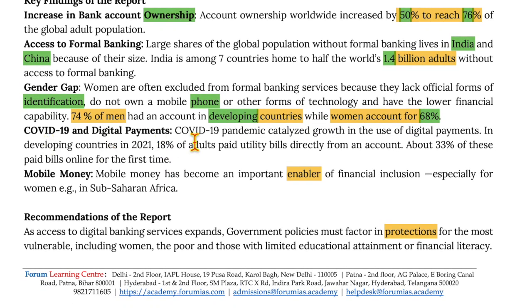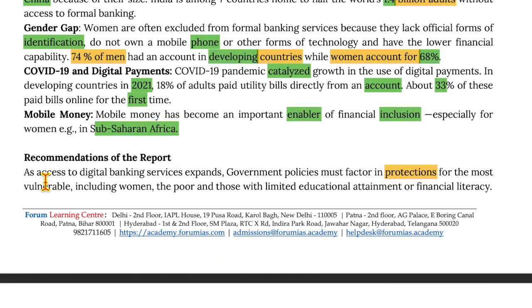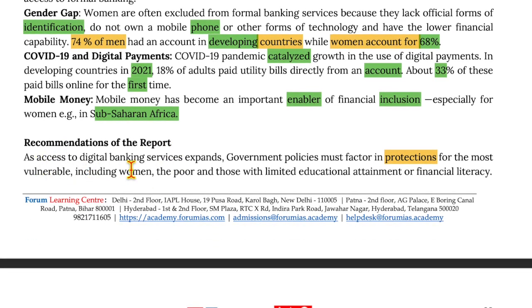COVID-19 and digital payments. The COVID-19 pandemic catalyzed growth in the use of digital payments in developing countries in 2021. 18% of the adults paid utility bills directly from an account. About 33% of these bills were paid online for the first time. Now, mobile money. Mobile money has become an important enabler of financial inclusion, especially for women, for example in sub-Saharan Africa.